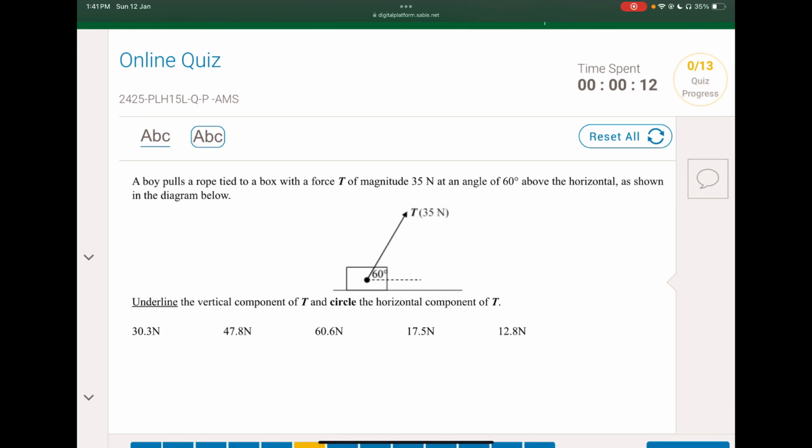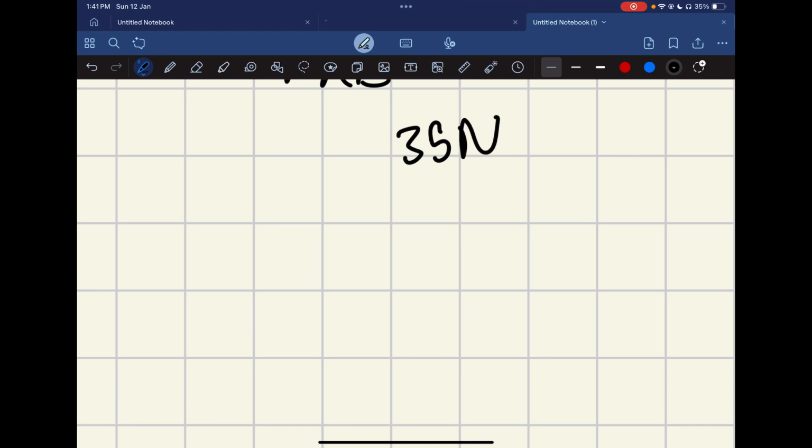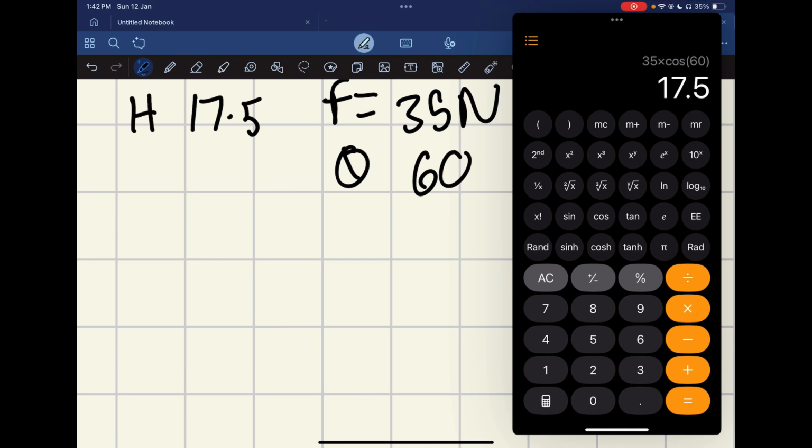Number 6, a boy pulls a rope tied to a box with a force T of magnitude 35 newtons at an angle of 60 degrees above the horizontal, as shown in the diagram below. Underline the vertical component and circle the horizontal component. So they gave us the force 35 newtons at 60 degrees, which is the angle. So horizontal would be, let's calculate it. Horizontal would be 35 times cos of the angle, which is 60, and we would get 17.5, which is horizontal.